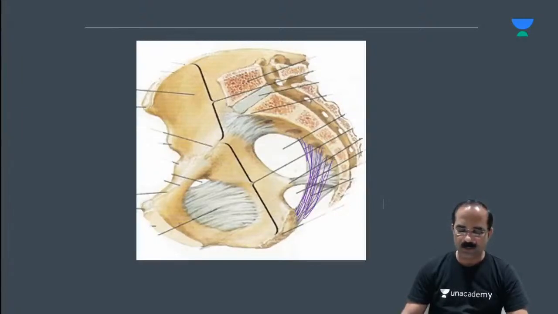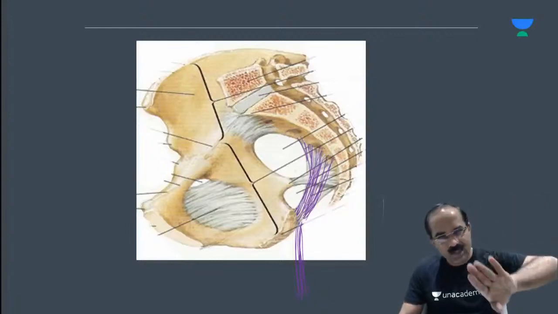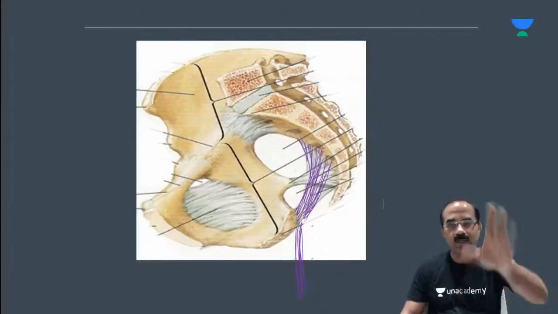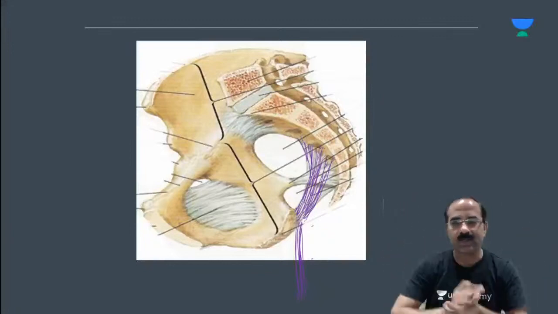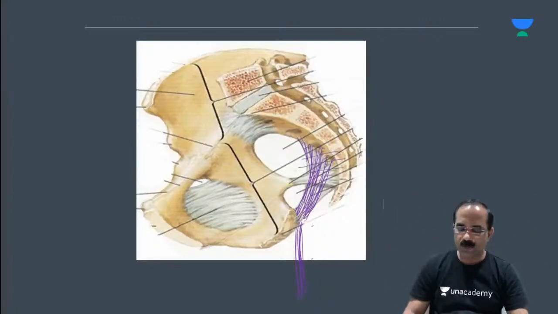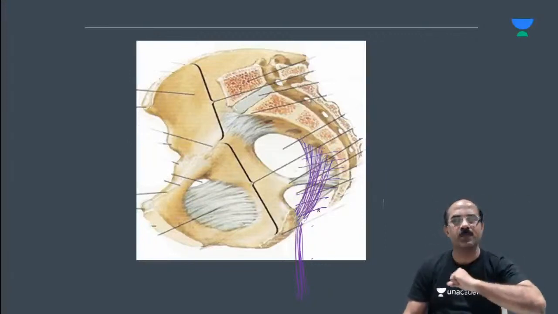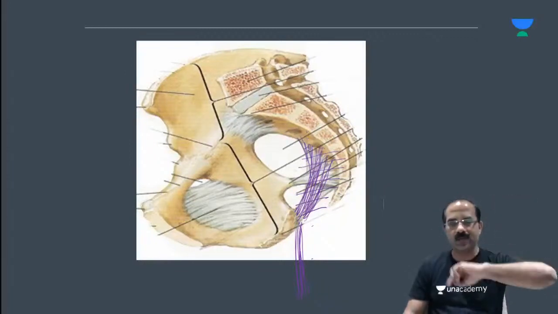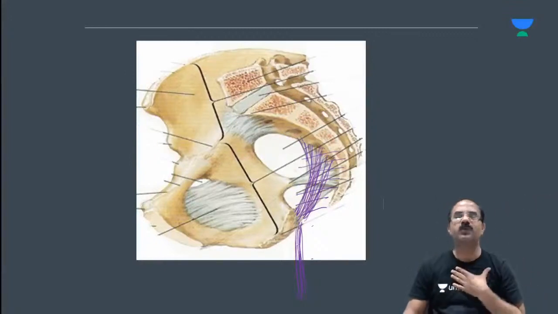It comes to the ischial tuberosity, and from the ischial tuberosity, this muscle goes down into the thigh, the posterior aspect of the thigh. Now as evolution has progressed, this much part of this muscle is the long head of biceps femoris. Where was the long head of biceps femoris arising from? It was arising from the sacrum. It comes to the ischial tuberosity, and from there it goes into the thigh.